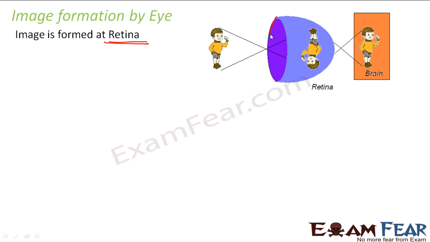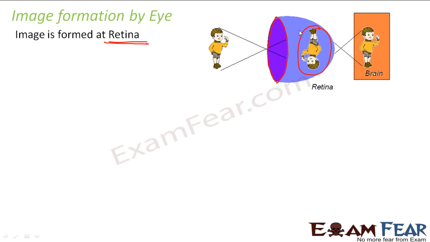This is the eye lens, right? Just now we saw. Now let us suppose this is my object. Let us say this is my eye and I am looking at this small child. So this is my object. The rays coming from this object will enter the eye, undergo refraction, and form an image like this. That is, a real inverted image will be formed at the retina.